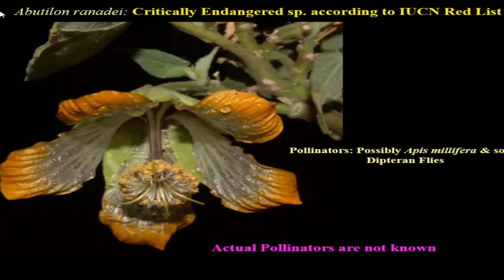Friends, type locality means the place where a scientist first collected a particular plant which later becomes a new or novel discovery, and that particular locality is known as a type locality. During 1999, we could not record this plant from Ambaghat. That's why we sent a letter to IUCN, and they incorporated this under the critically endangered category.